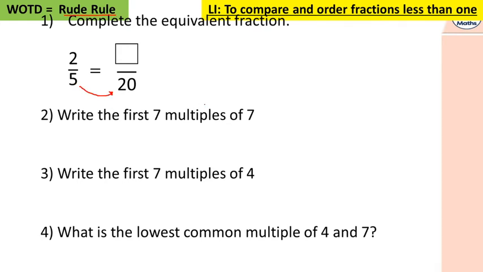Write the first 7 multiples of 7. Write the first 7 multiples of 4. So these are numbers that are in those numbers' times tables. So 1 times 7 is 7, 2 times 7 is 14, carry on from there. 1 times 4 is 4, 2 times 4 is 8, 3 times 4 is 12, carry on from there. Then what is the lowest common multiple of 4 and 7? What number is the lowest number that's found in both of those times tables? So pause the video, have a go at those, and then we'll go through them.